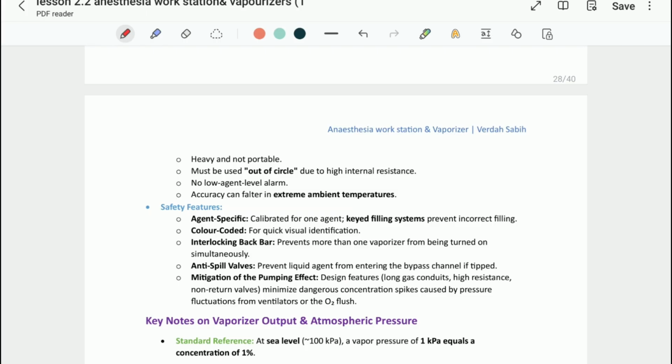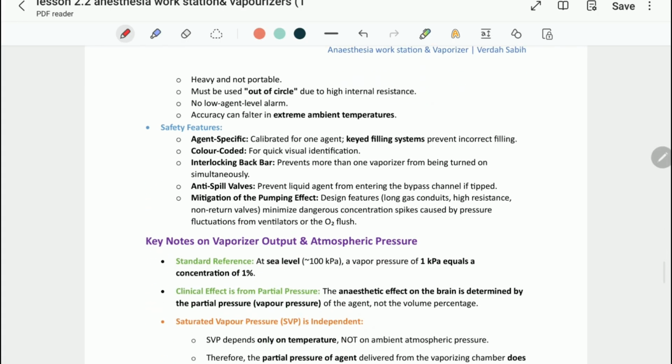The safety features incorporated into these are that they are agent specific, calibrated for one agent only, and they have a keyed filling system that prevents incorrect filling. They are color coded for quick visual identification, and they have an interlocking back bar which prevents more than one vaporizer from being turned on simultaneously. They have anti-spill valves that prevent liquid agent from entering the bypass channel if tipped. And they have mitigation of the pumping effect.